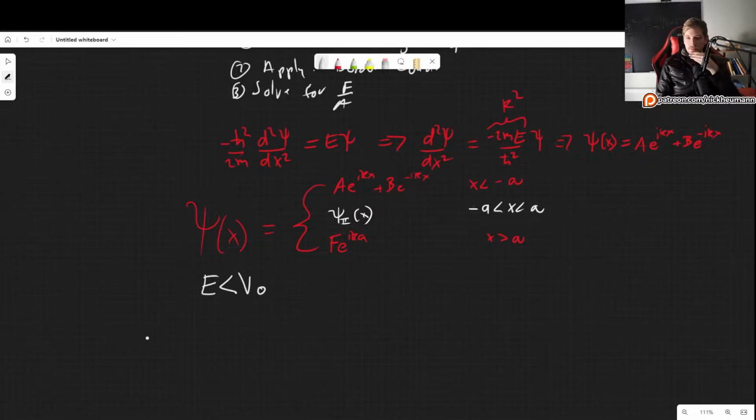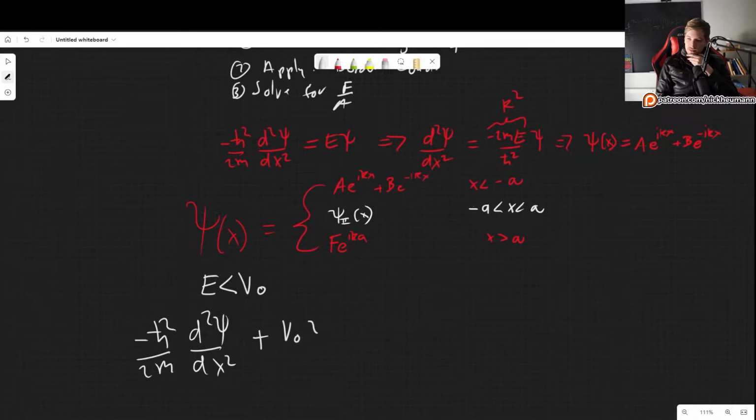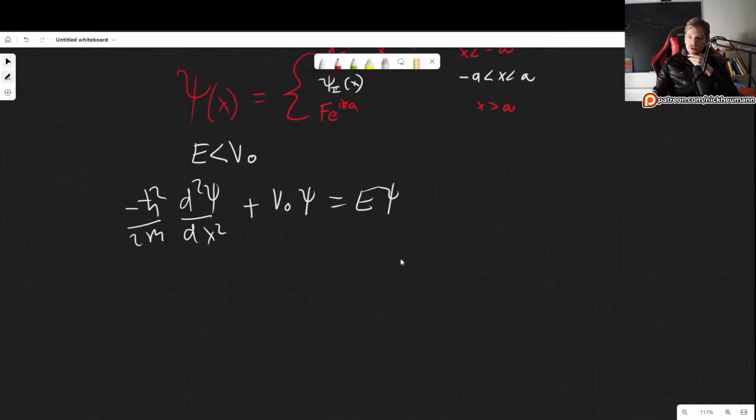So in this case, let's solve the Schrödinger equation. Our Schrödinger equation is going to be minus h bar squared over 2m, second derivative, plus V0 psi equal to E psi, right? As I mentioned, in the potential well, we had a minus sign here.